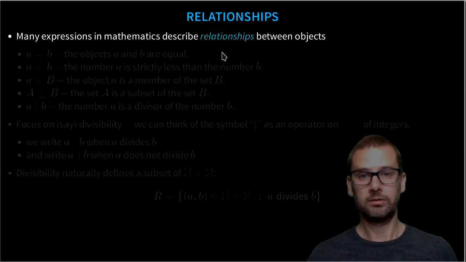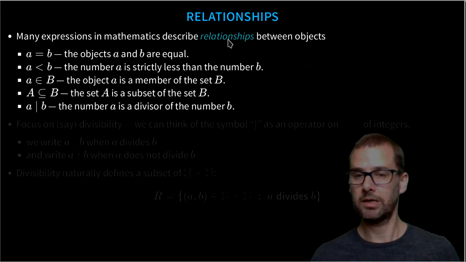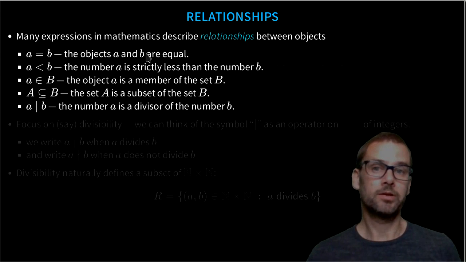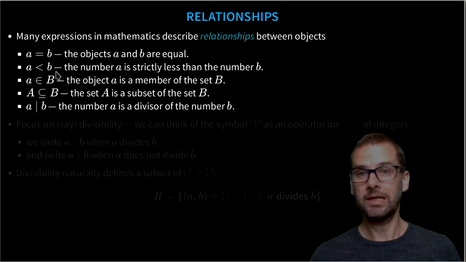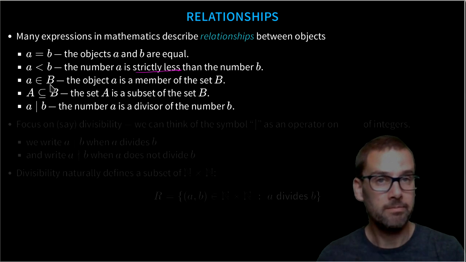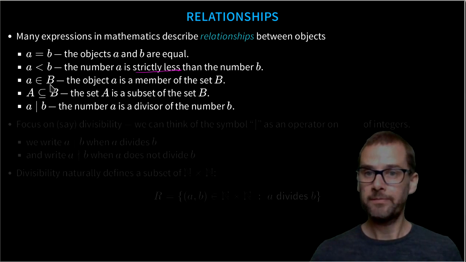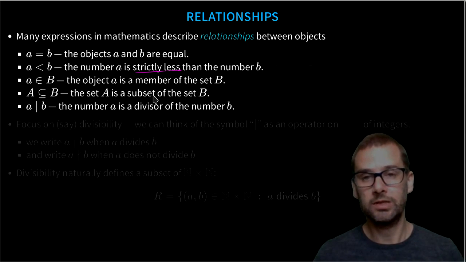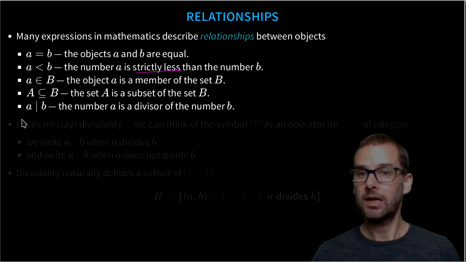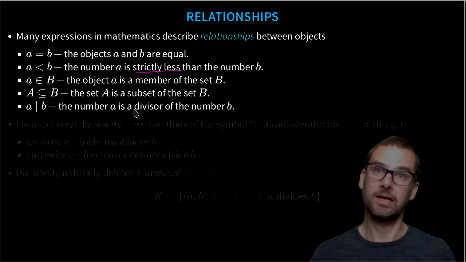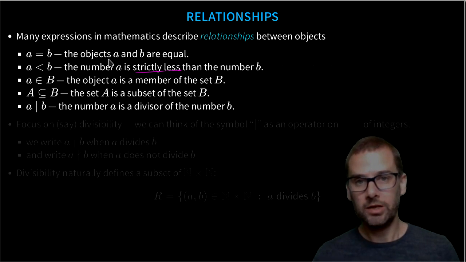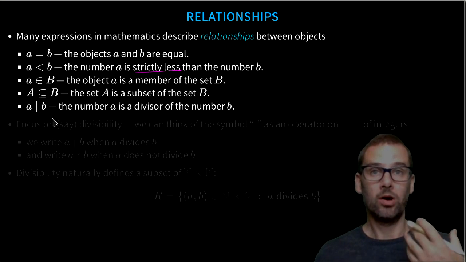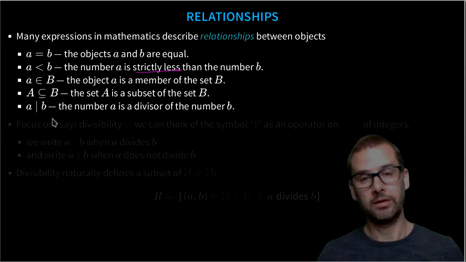So for example, A equals B tells you that those particular objects are equal. A less than B tells you that the number A is strictly less than the number B. A is an element of B tells you about the membership of an object in a set. A is a subset of B tells you the relationship between those two sets: one is contained inside the other. And A divides B tells you that the number A is a divisor of the number B. So these symbols here encode a relationship between the objects on either side of them.